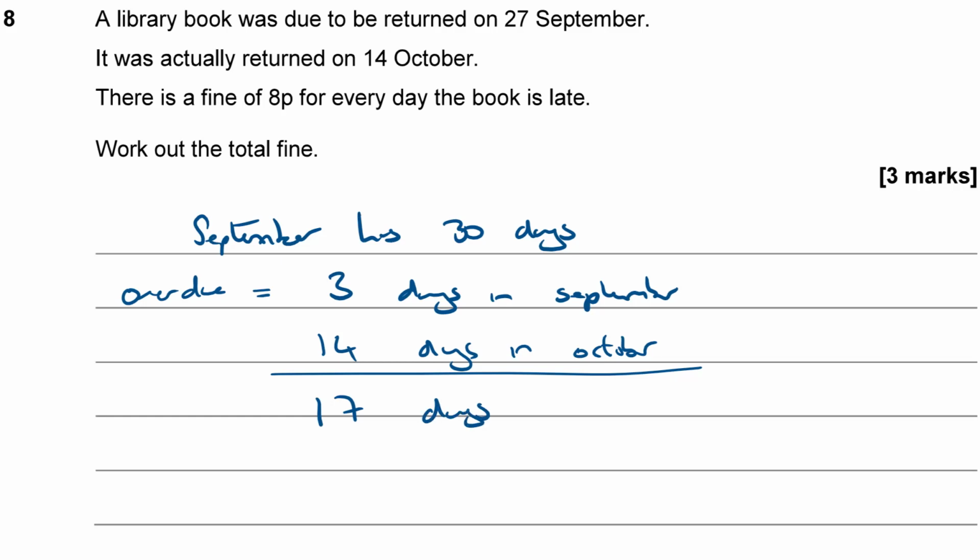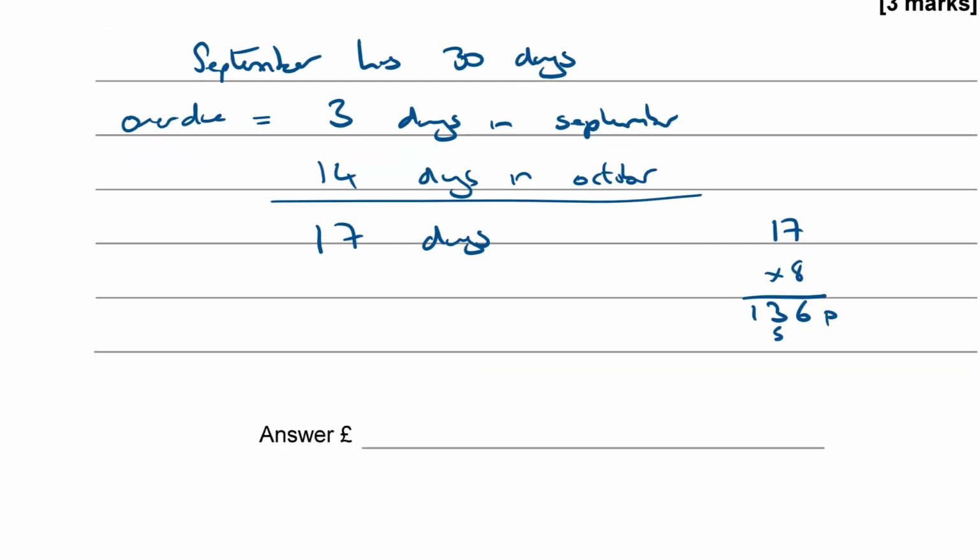And if they're charging you 8p for every day, you need to work out what 17 times 8 is. So 7 8s are 56, and 1 8 is 8 plus 5 is 13, so that's 136p, isn't it? So what was the total fine? It's going to be £1.36.